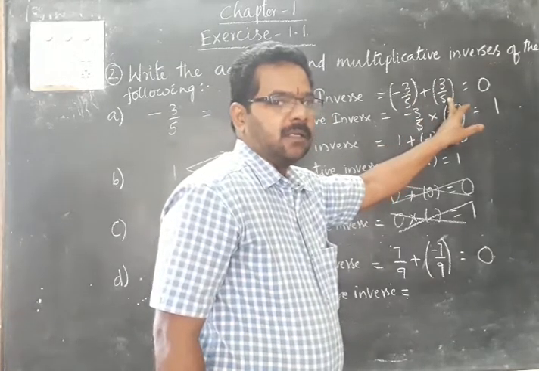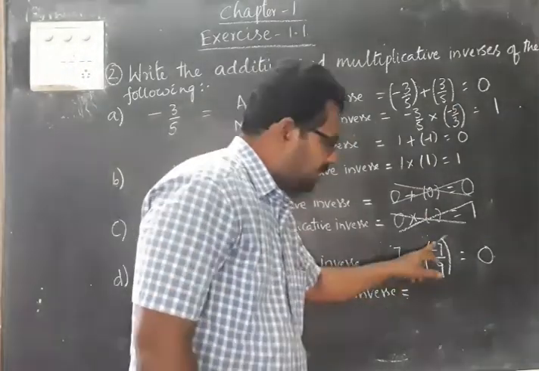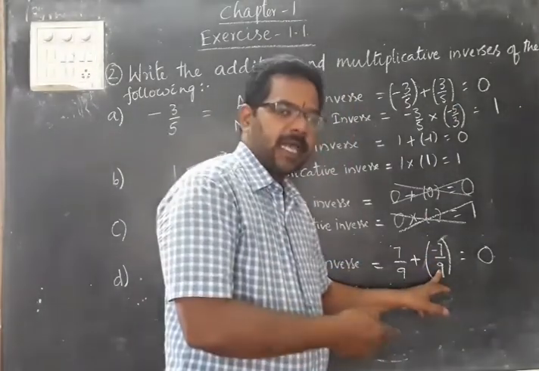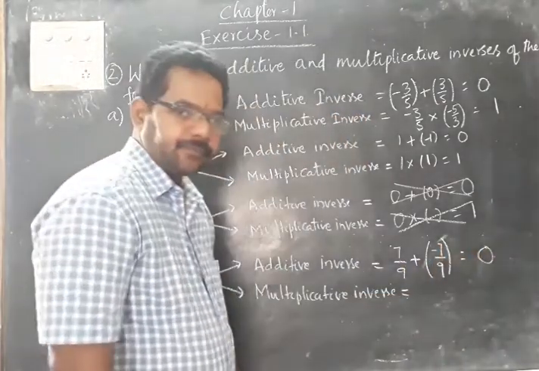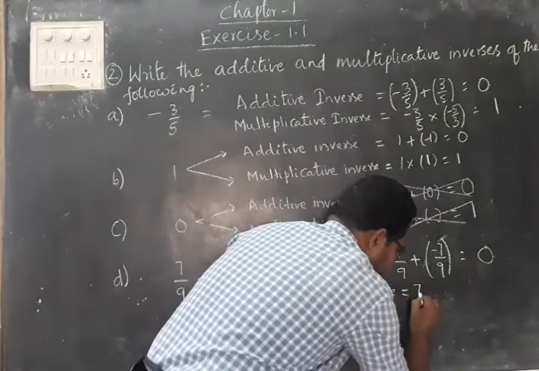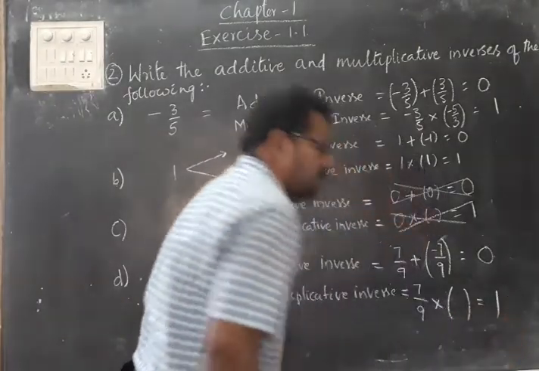as the additive inverse. Here 7 by 9 I have taken. For this, minus 7 by 9 we can take as the additive inverse. If you add these two, you can get 0. Coming to multiplicative inverse, 7 by 9 should be multiplied with some number to get the answer 1.